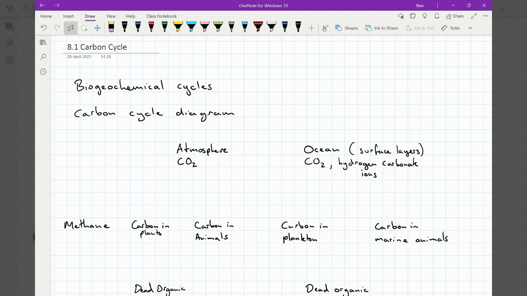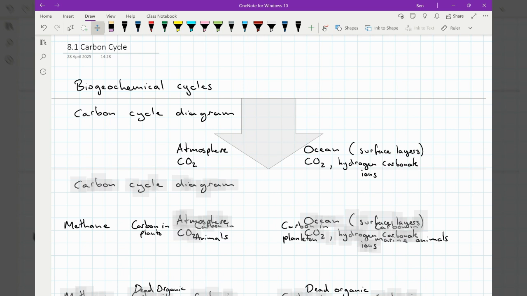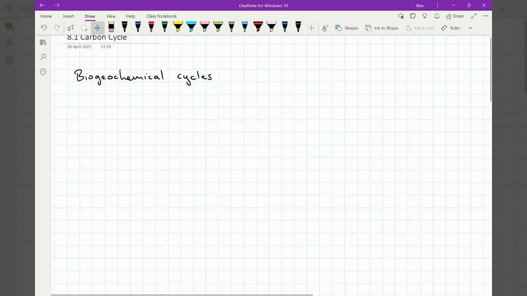Hello, and today we're looking at the carbon cycle. So to start with, what is the carbon cycle? What does it form part of? So the carbon cycle forms part of biogeochemical cycles.